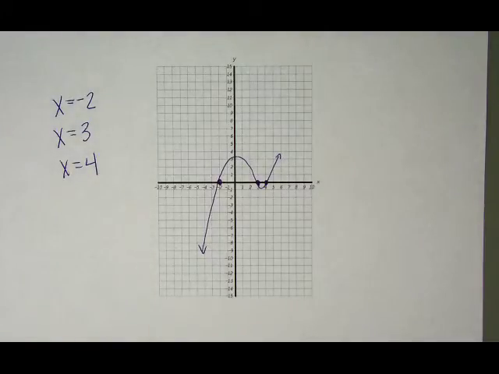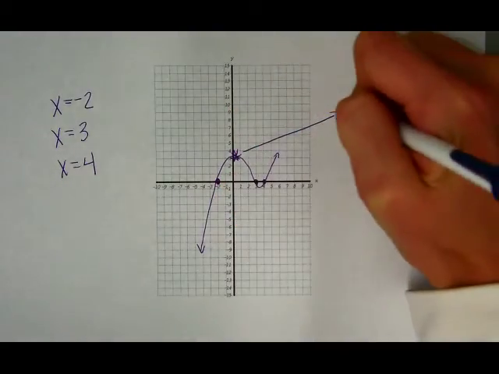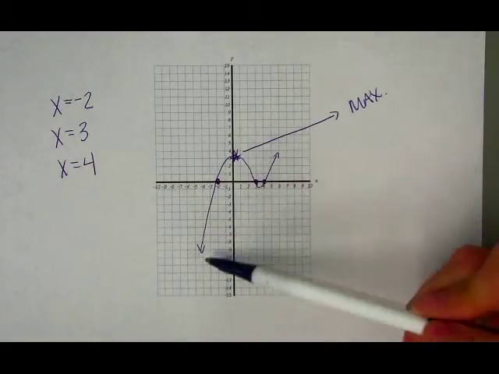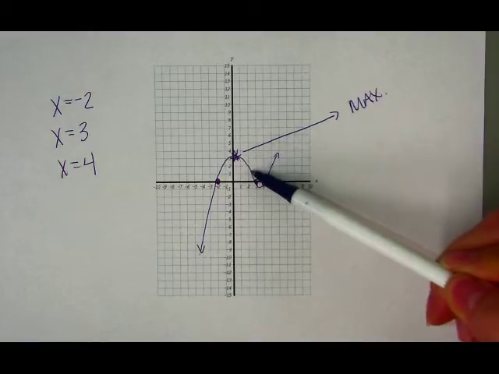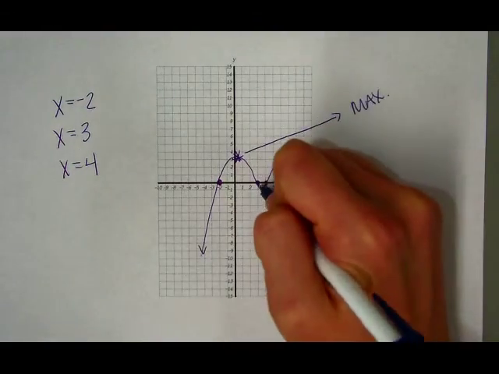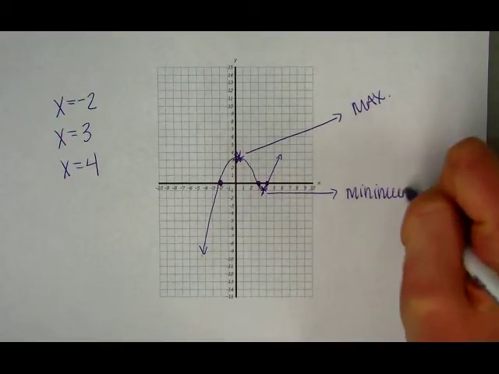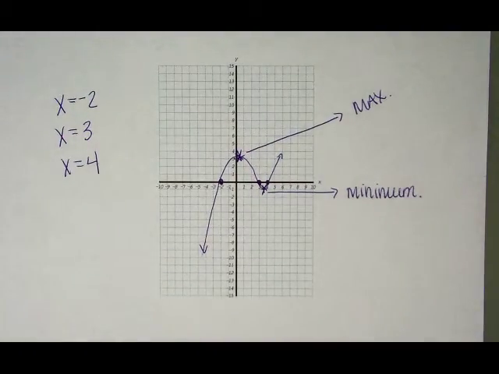Looking at these values and the graph that's given to you, we notice that we have a maximum at our first turning point. That's when we're going from moving in the positive y direction down to a negative y direction. And we also have a minimum. So that's how we look at our graphs when we go about graphing our polynomials.